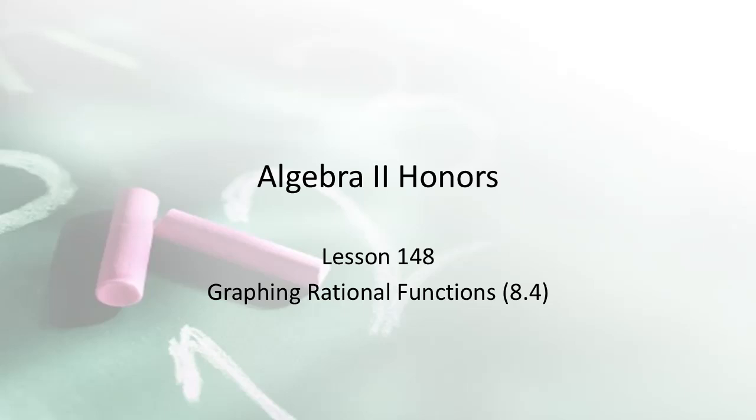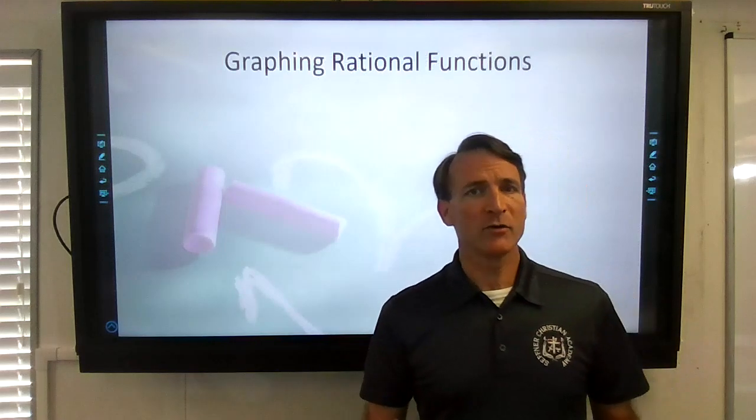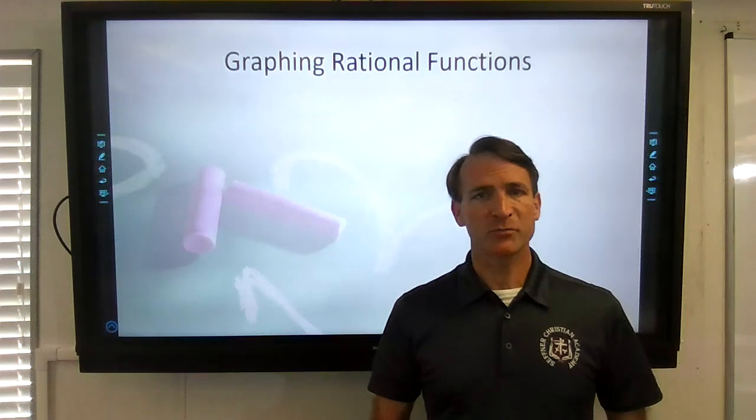This is Algebra 2, Section 8.3, Parts A and B. Today we're going to be looking at graphing rational functions as well as finding their asymptotes. So before we begin, we have to remind ourselves what a rational expression is.